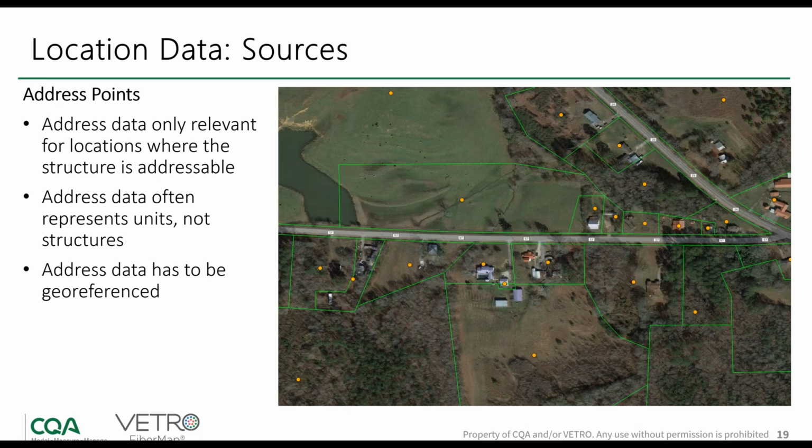And again, here's an image that shows what that may look like for that same area. What you may find is that address data sets may have an address for a parcel, but that parcel has not been built on. So you may get dots on open land, and without other information, you may overrepresent how many locations you have to build to.